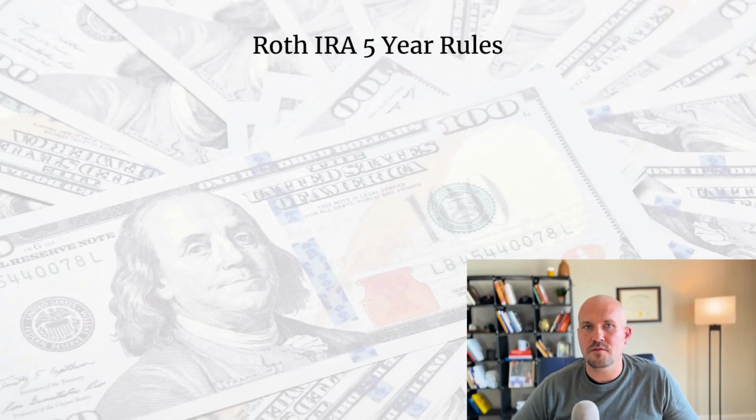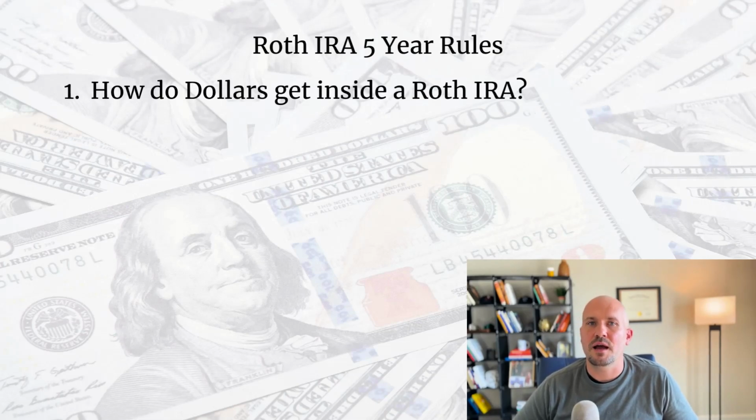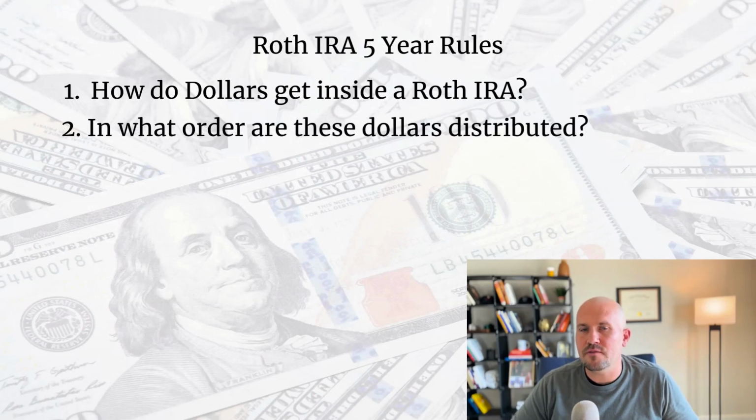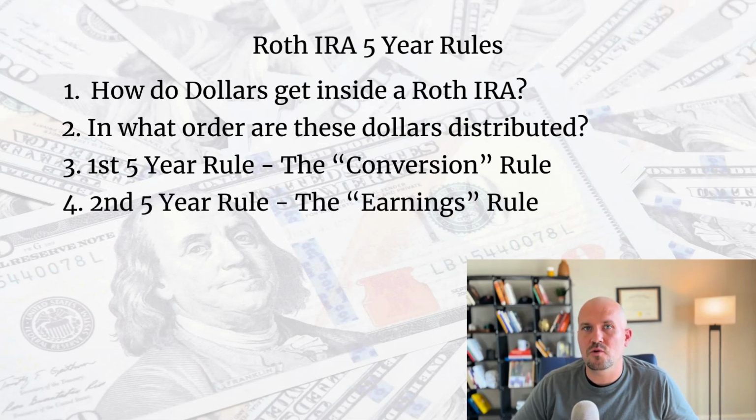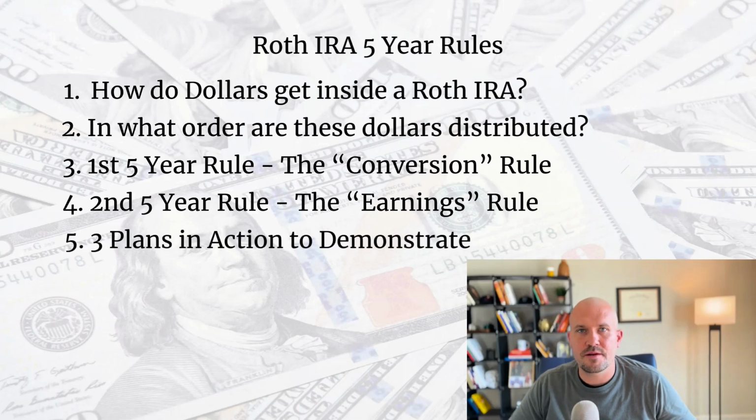The plan in the video today is to talk through each of these 5-year rules, but first we want to cover how exactly can dollars get into a Roth IRA. We then want to cover how these funds are distributed and the order in which they're distributed. We'll cover how the first rule works, which will apply to conversions, and we'll cover how the second rule works, which applies to earnings. And lastly, we'll go through 3 different case studies, which will show you exactly how these rules would apply to a real life situation.